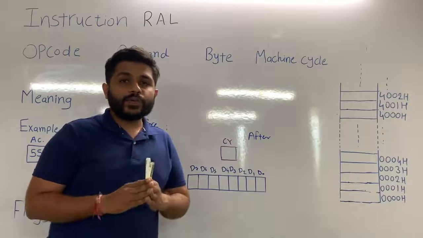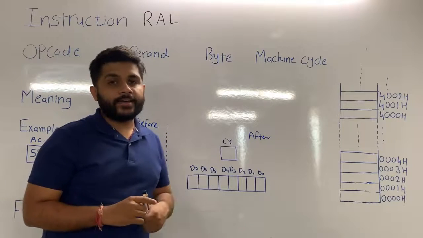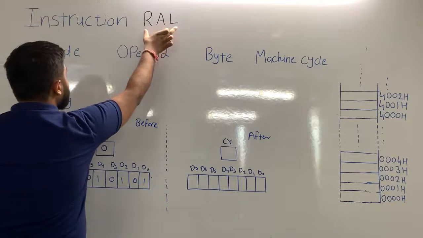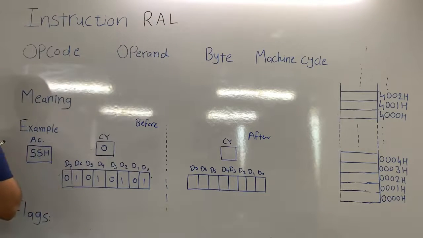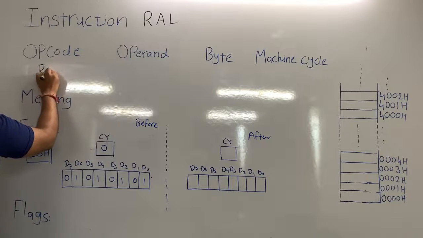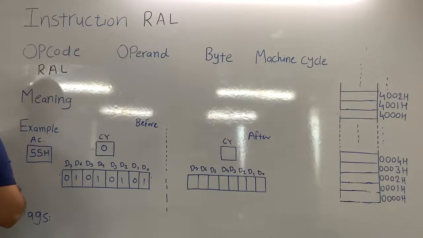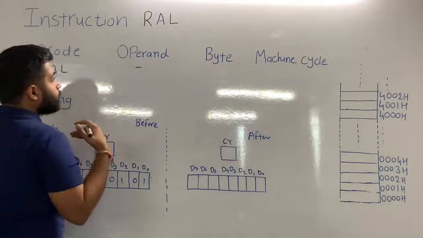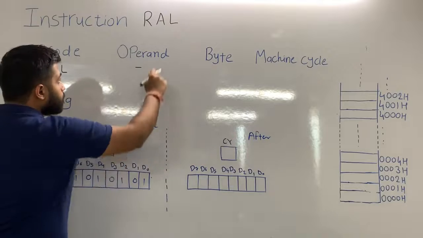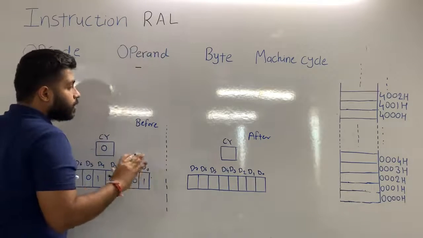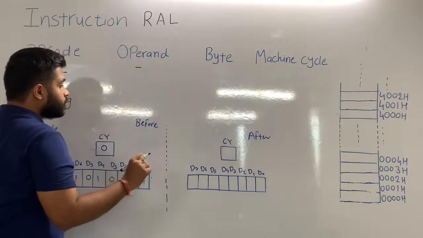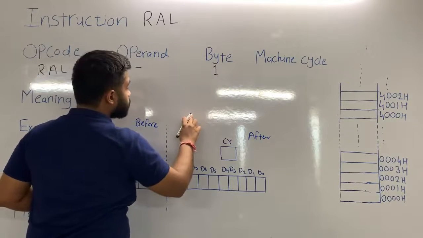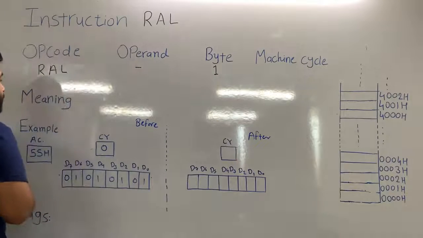Okay students, now we are going to see the logical instruction RAL. In this instruction, the whole instruction itself is considered as opcode. So opcode is RAL. There is no operand for this instruction. Now what is the byte of this instruction? In this instruction you can see that no data is present. Whenever in the instruction no data is present, that instruction will be considered as a 1 byte instruction. Machine cycle we are going to see a bit later.